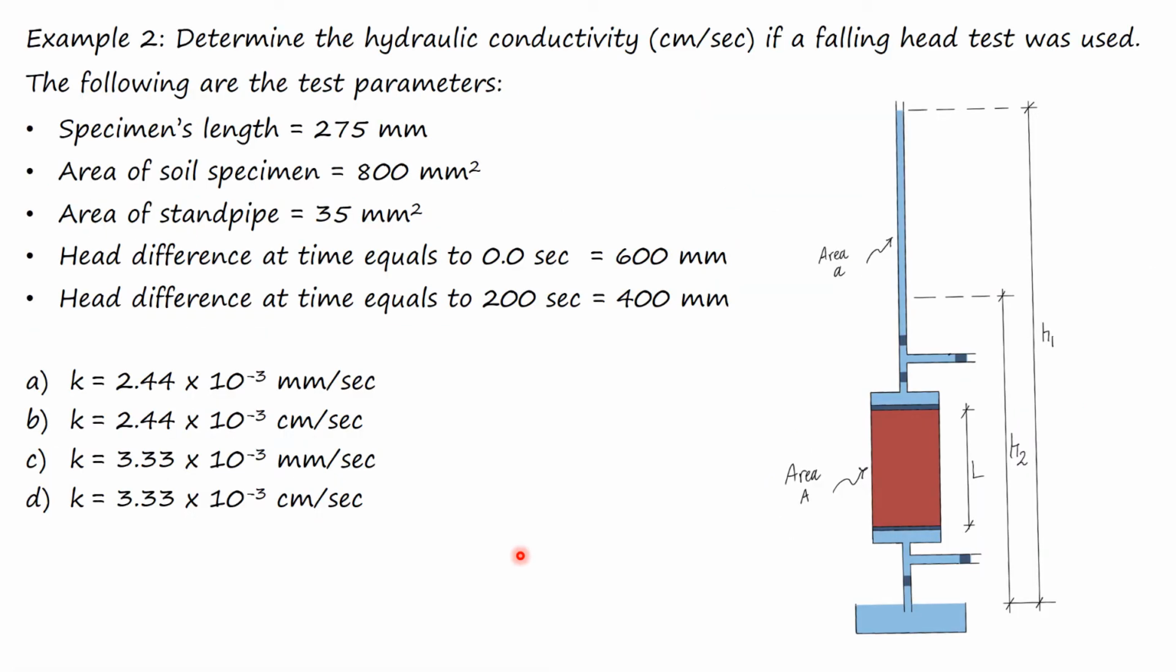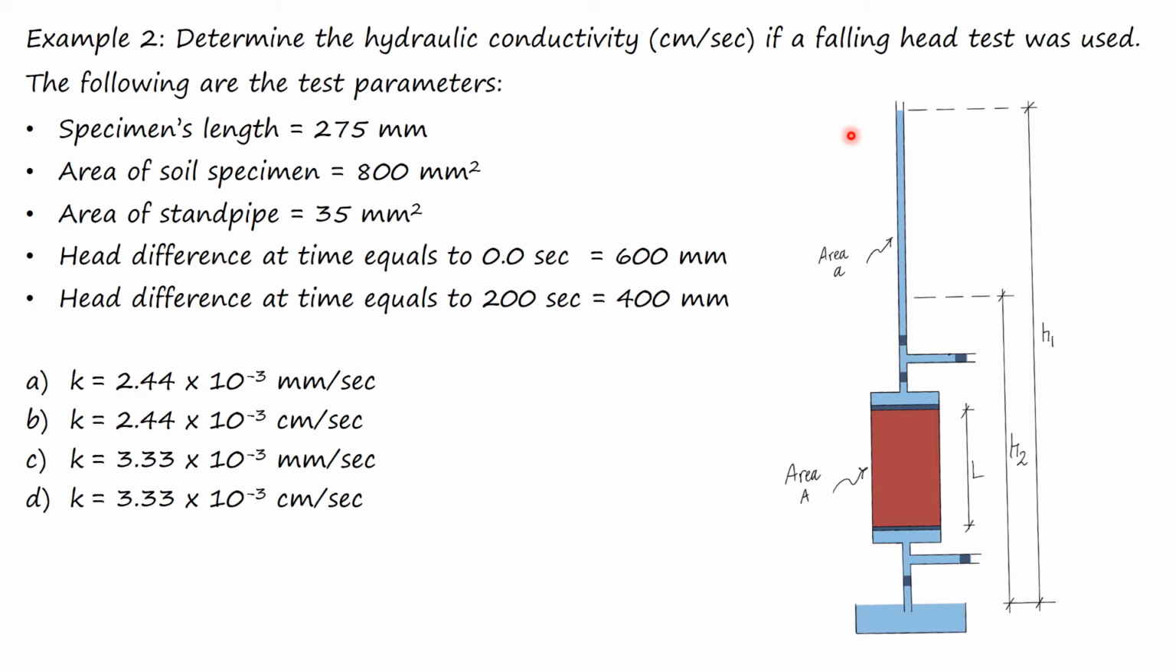So example 2. Also, they are looking for the hydraulic conductivity, or the coefficient of permeability, in centimeter per second. Please pay attention to the unit, but this time they're using the falling head test, so it's a different equation. You go to your FE reference manual, to the geotechnic topics, to the permeability, and you'll see there are 2 equations, one for the constant head, the second one for the falling head. You're going to choose the falling head test.